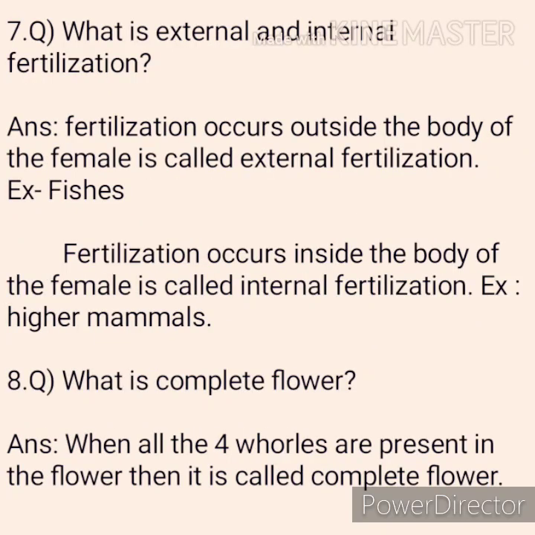External or internal fertilization. The fertilization that occurs outside the body of the female is called external fertilization, observed in fishes and amphibians, and the fertilization that occurs inside the body of the female is called internal fertilization, and all the higher mammals possess this type. What is a complete flower? When all four whorls, that is calyx, corolla, androecium and gynoecium, are present in a flower, then it is called a complete flower. So these are very important questions repeatedly asked during your exam.